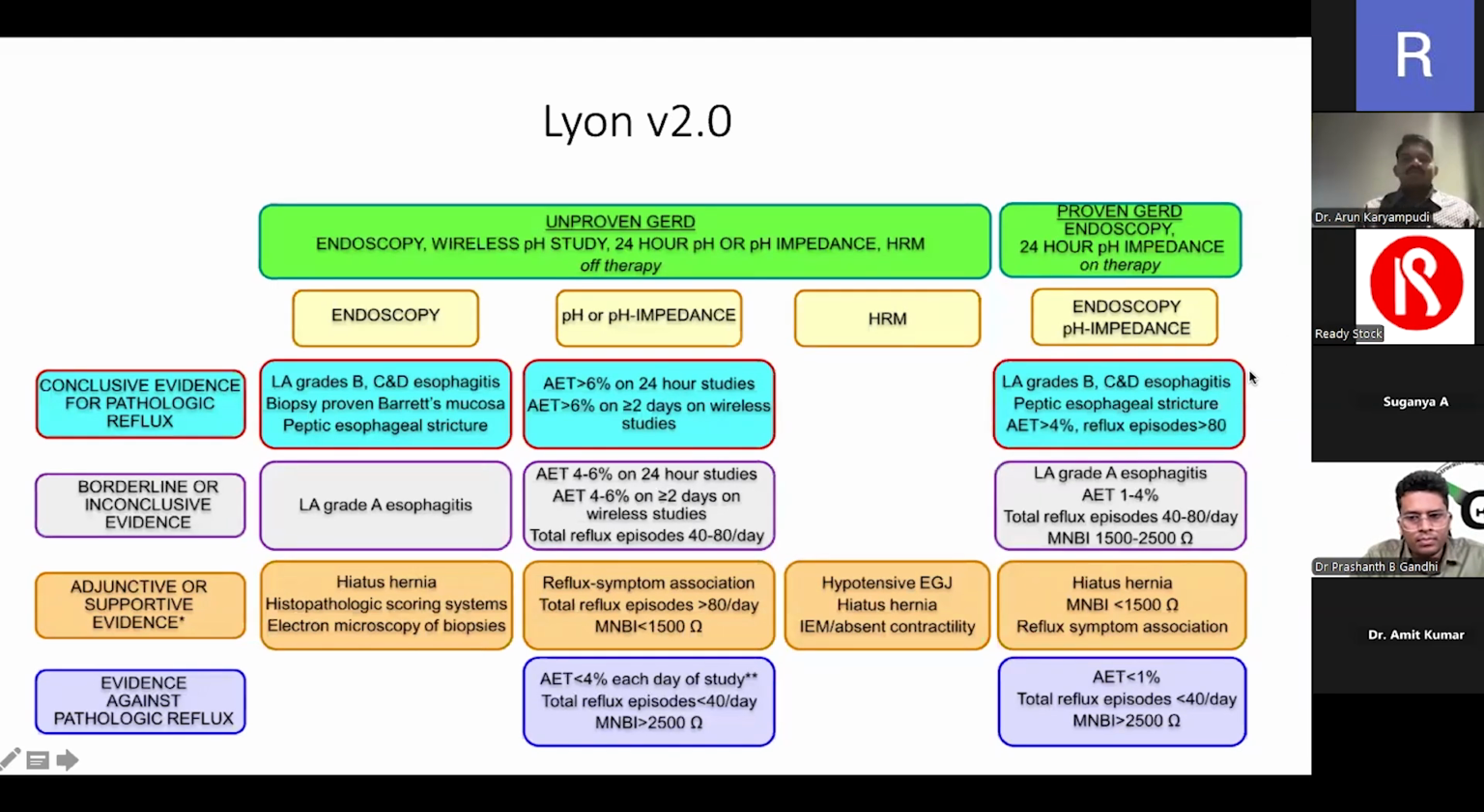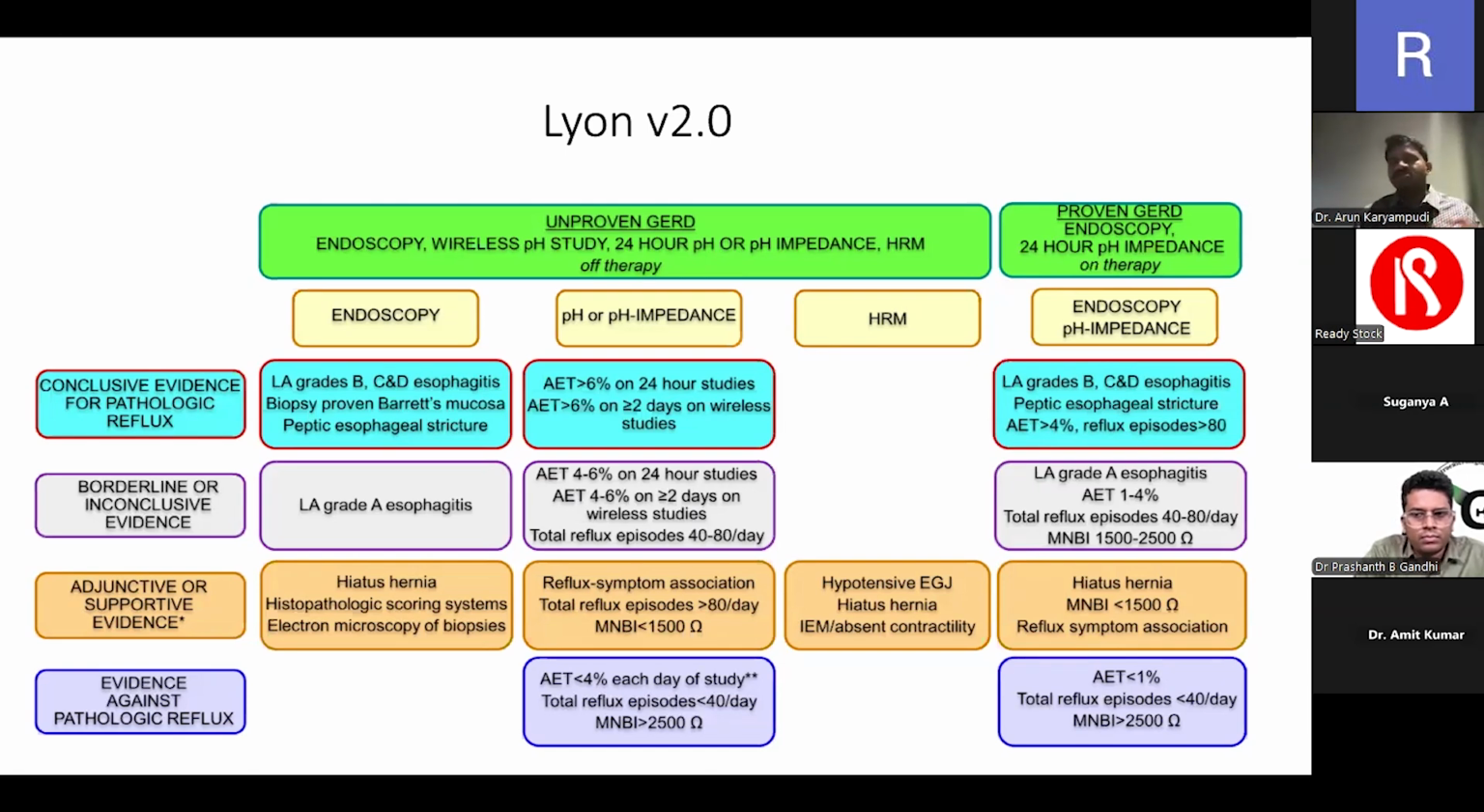the other group of patients where you have proven GERD, and you need to see whether a therapy is working for this patient or not. So you have put the patient on therapy, maybe a pharmacological therapy, or you have stepped up the acid suppression, or you have done an anti-reflux surgery, and you need to see whether the patient is having reflux or not, whether the patient has responded to therapy or not.